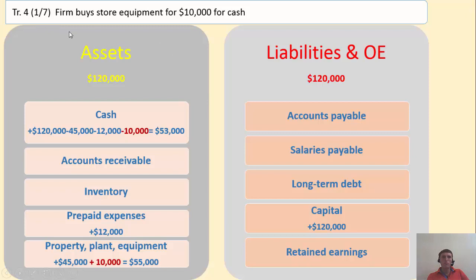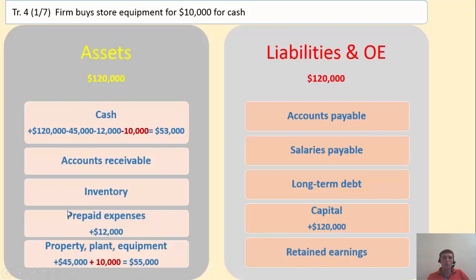Transaction 4, firm buys store equipment for $10,000 for cash. Pretty similar to the previous transaction. Cash was paid out of $10,000, leaving us with $53,000 of cash. And this is equipment, so it's properly classified as PP&E, and it's added to the value of the store that we just bought, bringing our PP&E to $55,000 plus cash of $53,000.